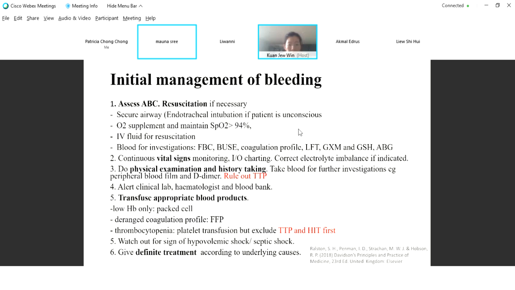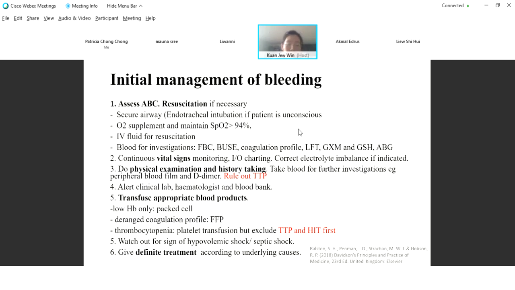We have to take blood for further investigation such as peripheral blood film and D-dimer, which is to rule out TTP. Next we have to transfuse appropriate blood products. For low hemoglobin only, we transfuse packed cells. For deranged coagulation profile, we transfuse fresh frozen plasma. For thrombocytopenia, first we have to exclude TTP and HIT, which is heparin-induced thrombocytopenia, before doing the platelet transfusion. Next, we have to watch out for signs of hypovolemic shock and septic shock, and proceed with further management depending on the cause of the bleeding.